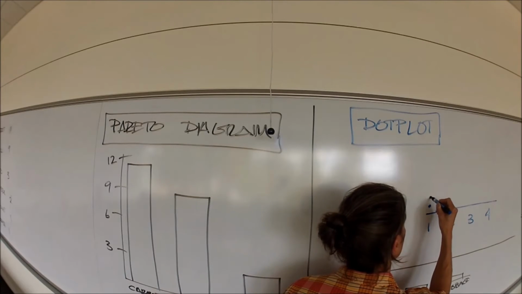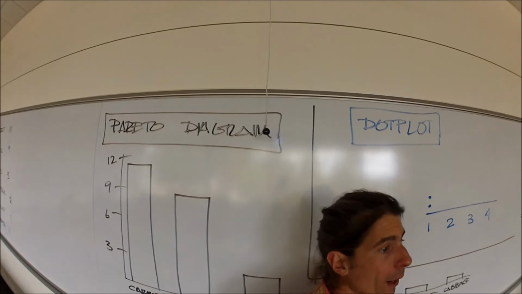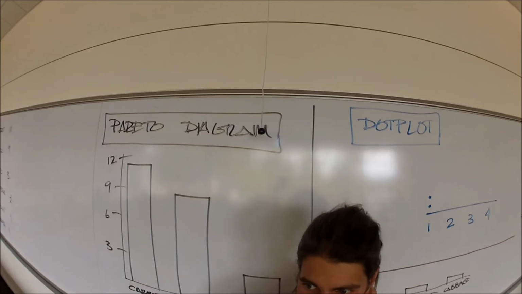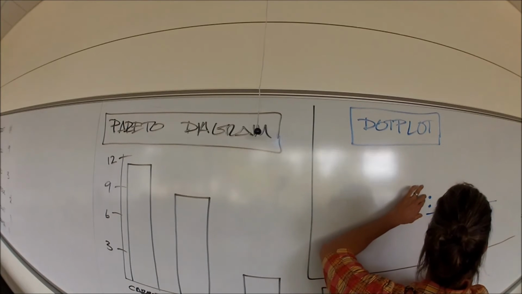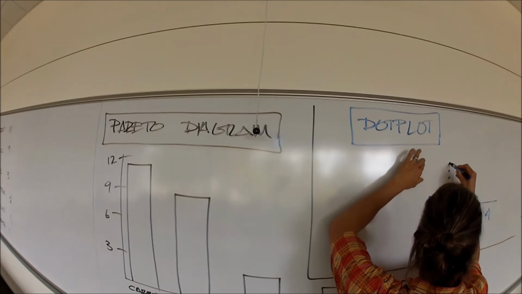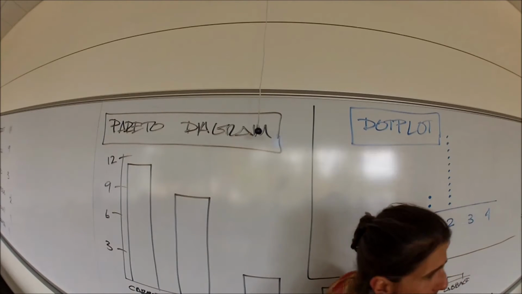So I'm going to go 1 and 2. Beautiful. How about 2s? How many 2s we got? We got 1, 2, 3, 4, 5, 6, 7, 8, 9, 10, 11. Same idea with a dot plot.